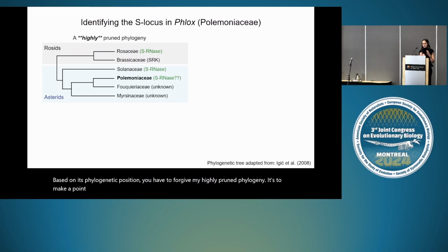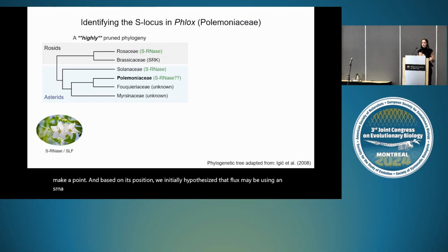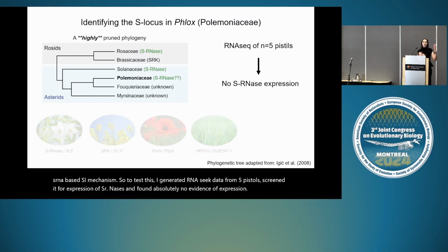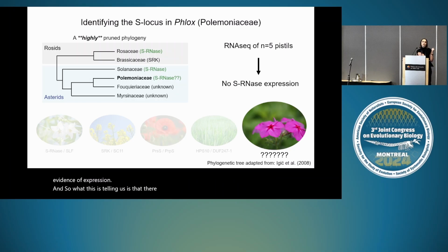And based on its position, we initially hypothesized that Phlox may be using an sRNase-based SI mechanism. So to test this, I generated RNA-seq data from 5 pistils, screened it for expression of sRNases, and found absolutely no evidence of expression. Moreover, when I look for expression of these other known S loci genes, I find, again, no evidence of expression. And so what this is telling us is that there is a currently uncharacterized S locus that has evolved in the lineage containing Phlox. So how are we going to find it?